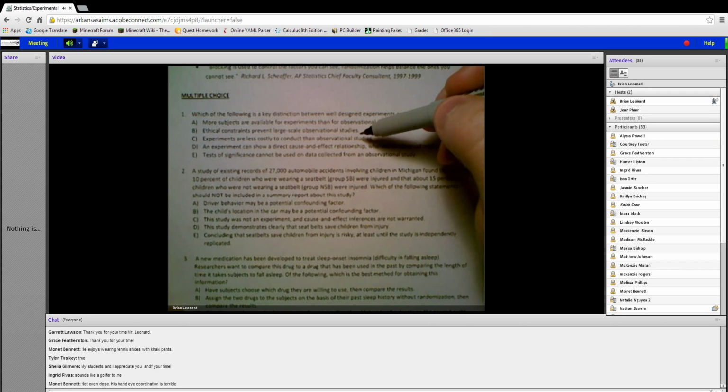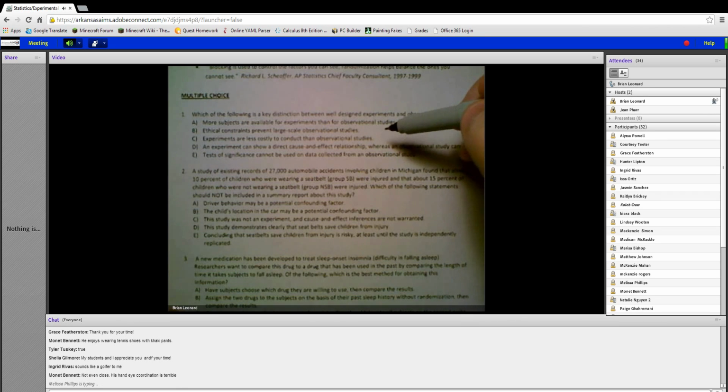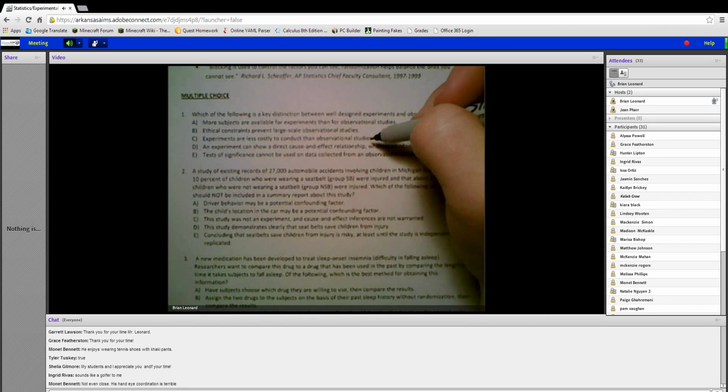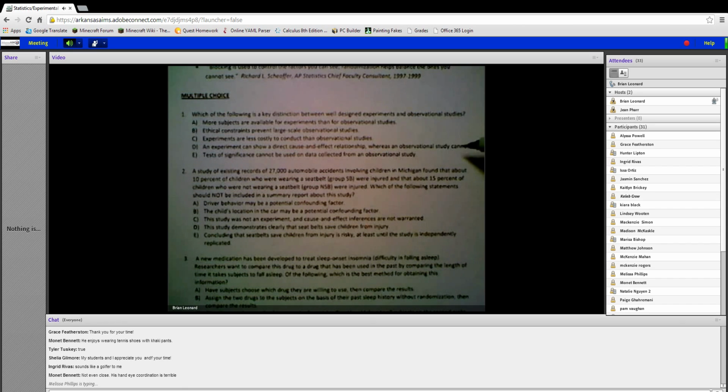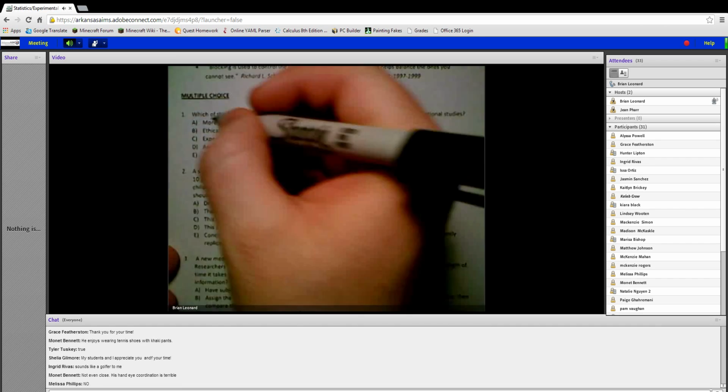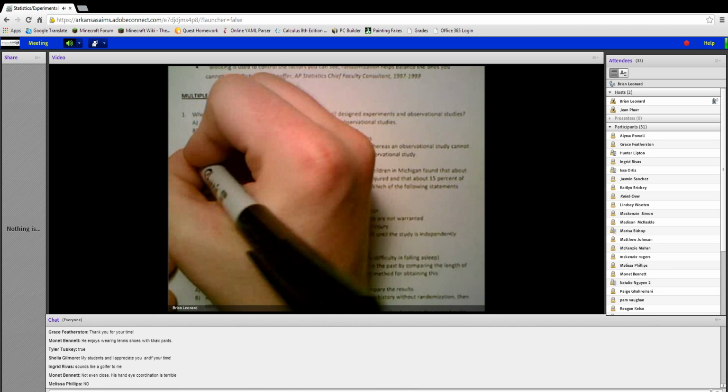Now, experiments, letter C, experiments are less costly to conduct. Well, that kind of depends. It depends on the experiment, so I don't think that's a good answer either. Letter D, though, says an experiment can show a direct cause and effect relationship, whereas an observational study cannot. That is our answer right there.